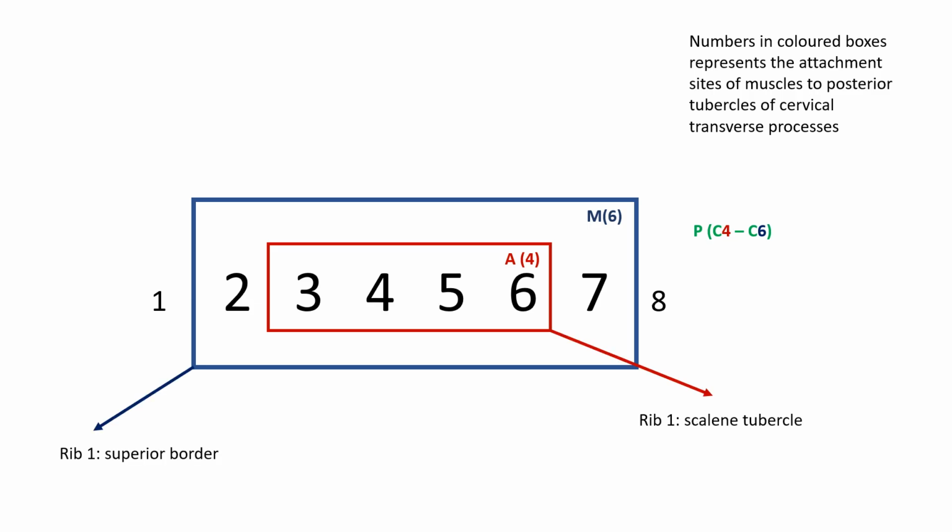I want you guys to notice also that both the anterior and middle scalene muscle attach to rib 1, and they've got specific sites at which they attach. So for the middle scalene, it is going to be the superior border of rib 1, whilst for the anterior scalene it's going to be the scalene tubercle, also located on rib 1. The posterior scalene muscle is going to attach to rib number 2.